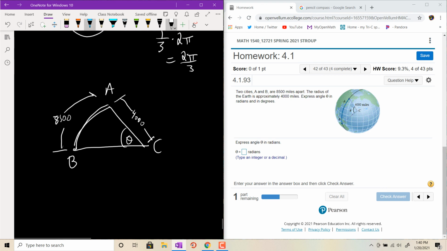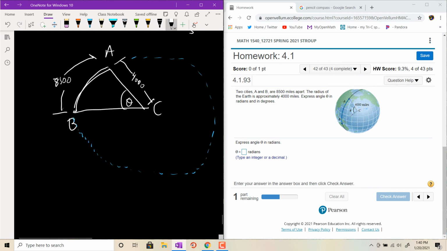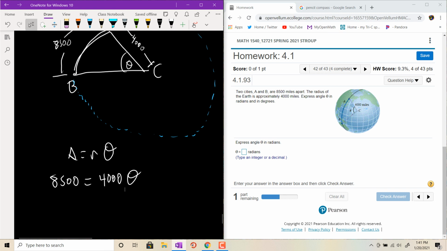It's just a part of the full picture. Here's the cross section of the planet Earth. And what are they asking for? They want to know the angle. So the standing room only formula, I believe, is what we want to use. S equals R theta, because we know the arc length here is the 8,500. We know the radius is 4,000, and the only thing we don't know is theta. So you just use algebra to solve for theta.